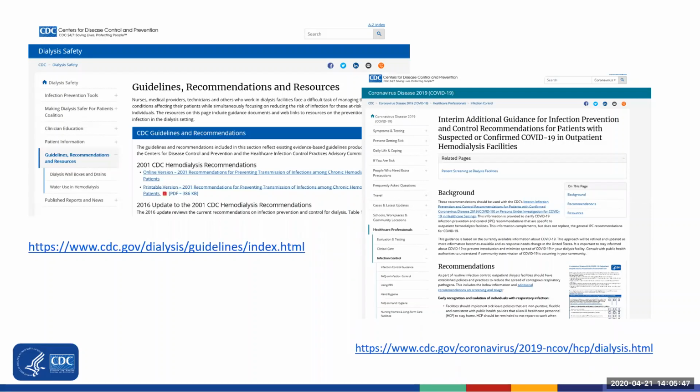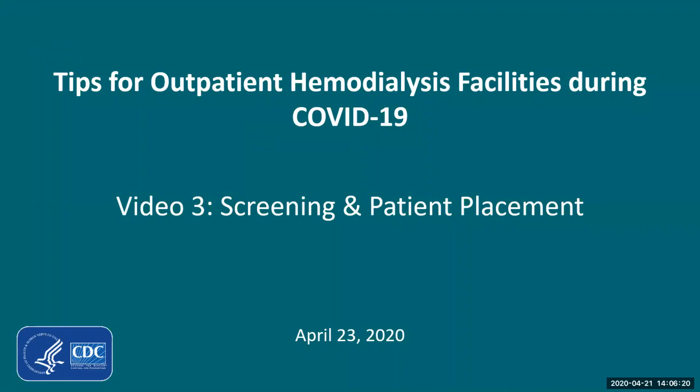This guidance was developed from the information currently available about COVID-19. This approach will be refined and updated as more information becomes available and as response needs change in the United States. It is important to stay informed about COVID-19 to prevent the introduction and minimize the spread of COVID-19 in your dialysis facility. We encourage you to use this toolkit along with other COVID-19 dialysis-specific resources and ongoing activities in your clinic. The guidance and additional resources are available on CDC's webpage. The video you are watching today is Tips for Outpatient Hemodialysis Facilities during COVID-19 Screening and Patient Placement.